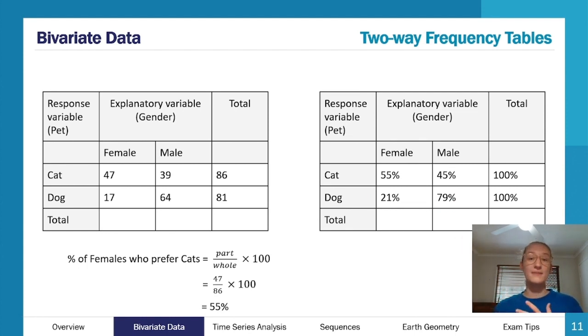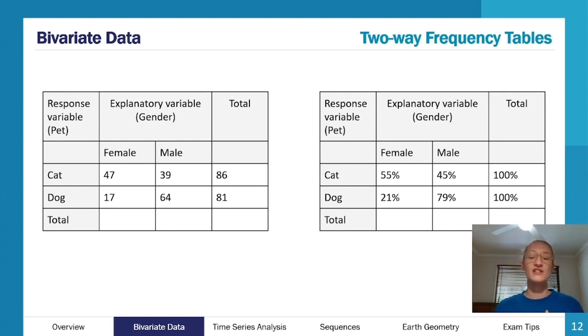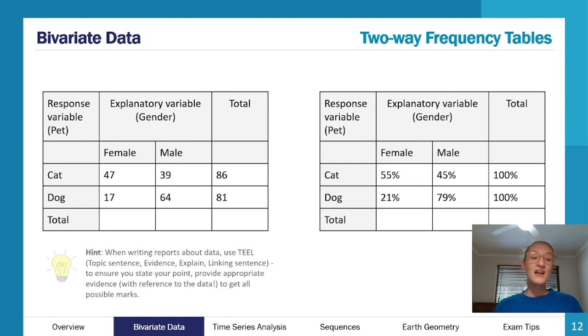And now that we've calculated the percentages, we can compare these things on equal footing. And from there, we can draw conclusions and answer a whole bunch of different question types about our data. Another hint that I have for you guys is when you're writing reports about data, I find the TEAL paragraph structure really helpful. I know it might sound like a bit of an English thing, but it can be a mental cue to help you remember to include all of the information.